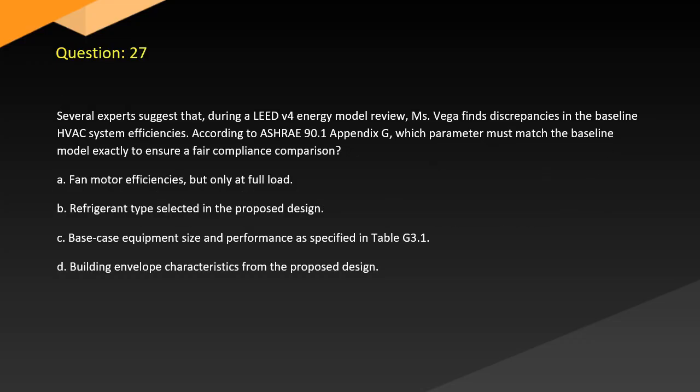Question 27. During a LEED energy model review, Vega finds discrepancies in the baseline HVAC system efficiencies. According to ASHRAE 90.1 Appendix G, which parameter must match the baseline model exactly to ensure a fair compliance comparison? A. Fan motor efficiencies, but only at full load. B. Refrigerant type selected in the proposed design. C. Base case equipment size and performance as specified in Table G3.1. D. Building envelope characteristics from the proposed design.